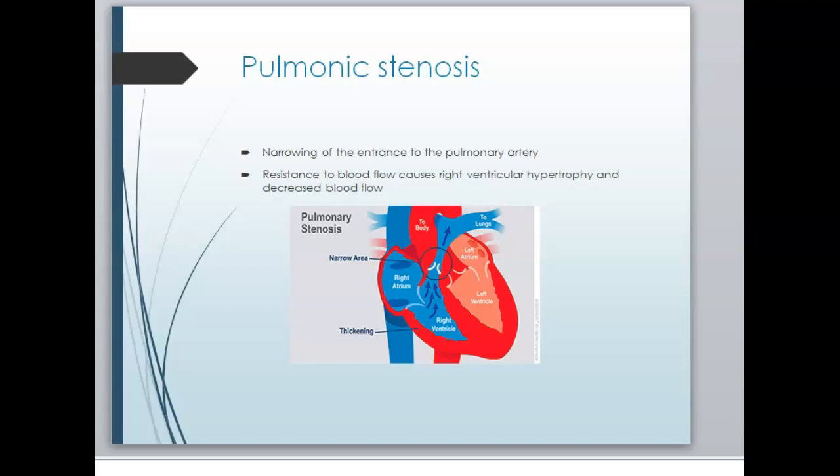Pulmonic stenosis. So pulmonic stenosis is narrowing of the entrance to the pulmonary artery. Resistance to blood flow causes right ventricular hypertrophy and decreased blood flow. So as you can see, there's a stenosis in the pulmonary artery.